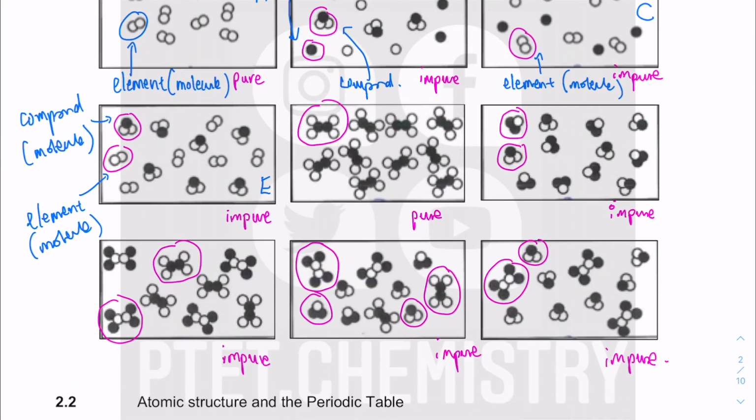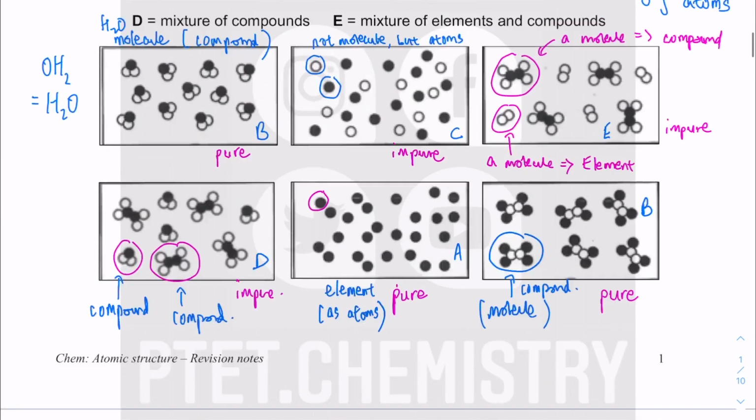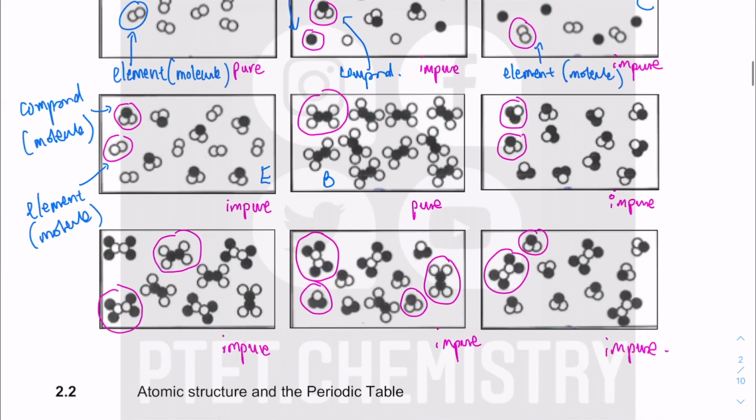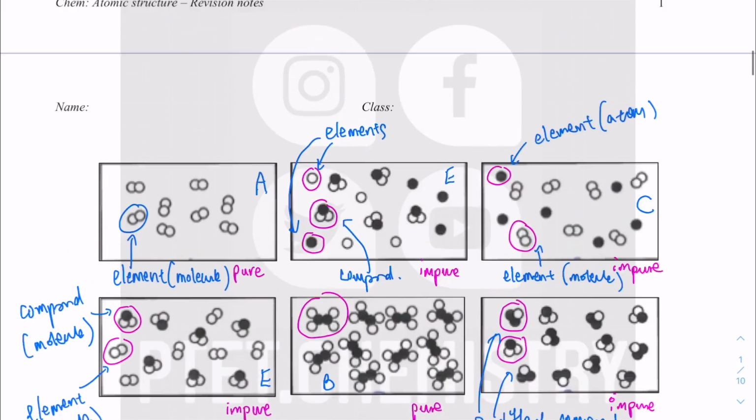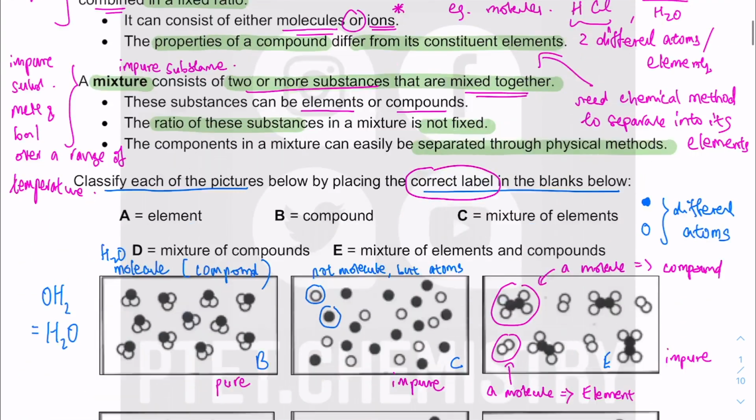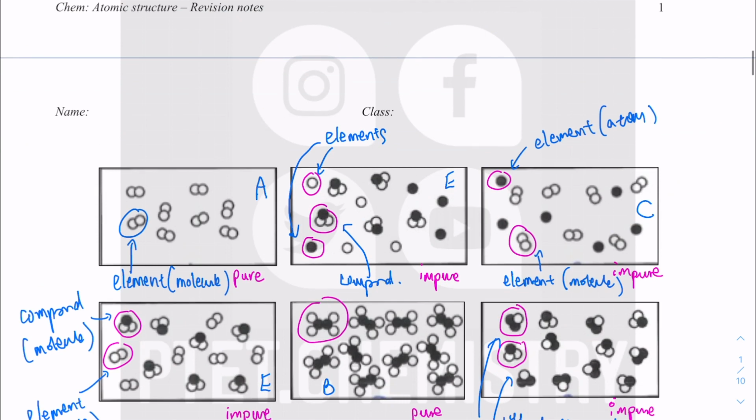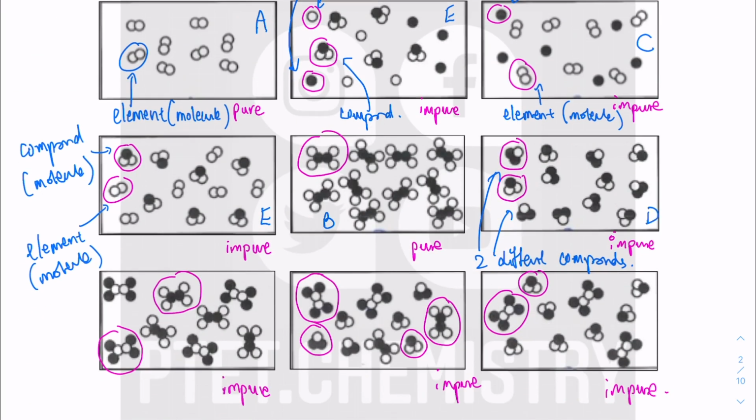This is a compound, so it should be option B. Only one kind of compound there. All of them are the same compound. These are confusing. These are two different compounds. If you are careless, you will make mistakes in a multiple choice question, for example, because here there's two black and one white, one black and two white. So what is this? This is a mixture of compounds. This is going to be option D.